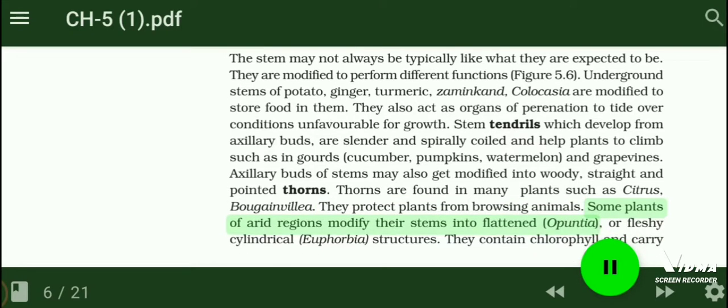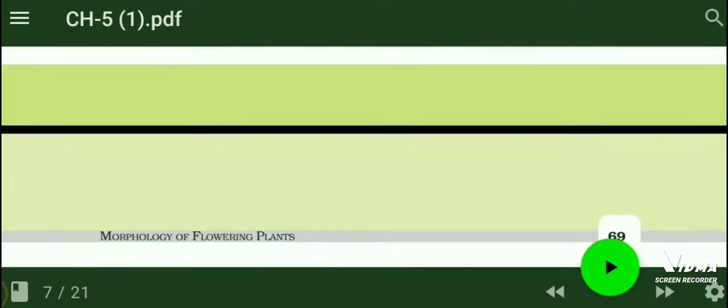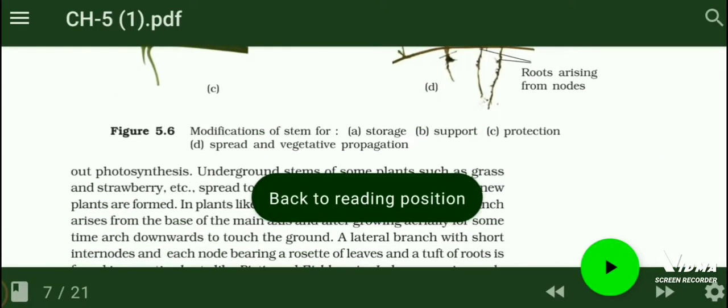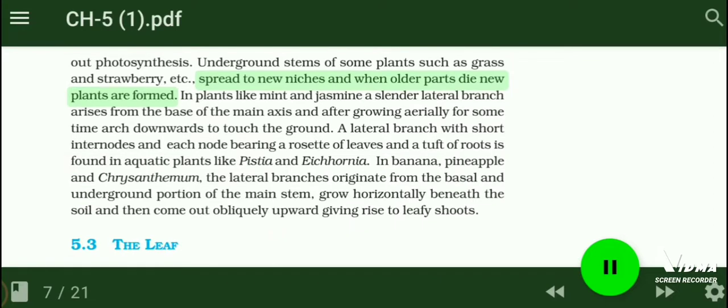Some plants of arid regions modify their stems into flattened opuntia or fleshy cylindrical euphorbia structures. They contain chlorophyll and carry out photosynthesis. Underground stems of some plants such as grass and strawberry, etc. spread to new niches, and when older parts die, new plants are formed.